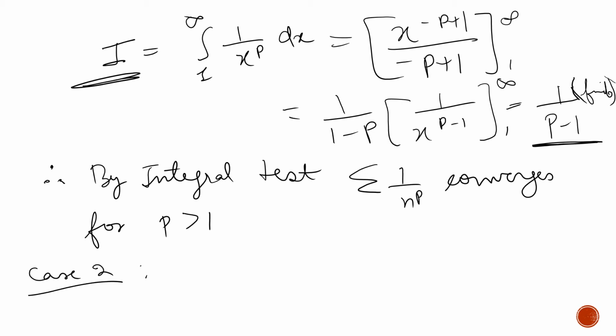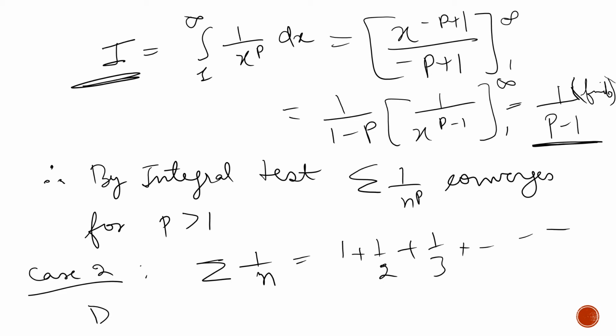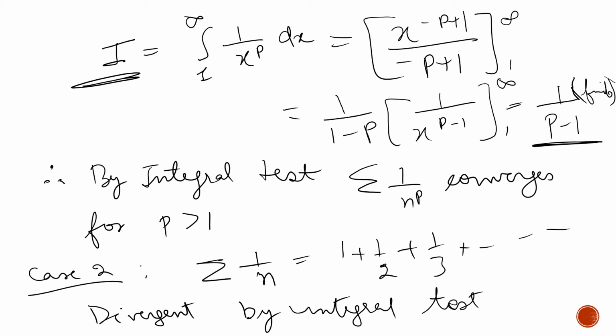Now case 2, which is for p equal to 1. So what will be our series? This will be equal to 1 plus 1 by 2 plus 1 by 3 and so on. And I have already shown in an example that this series is divergent by integral test. It was my first example. So you have proved it already that this is a divergent series.